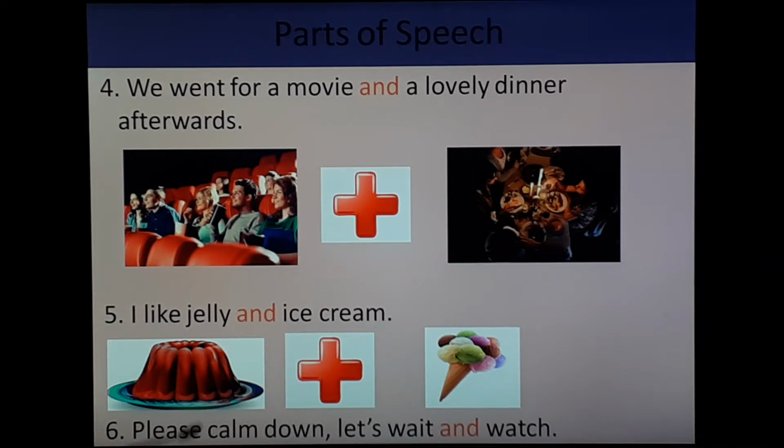Next, please calm down, let's wait and watch. So, here calm down, then comma. Comma also works as a coordinating conjunction. Then let's wait and watch. If you want to join more than two actions or two words, then you can use a comma. Also, don't use and every time. That is why here a comma is mentioned and then and.